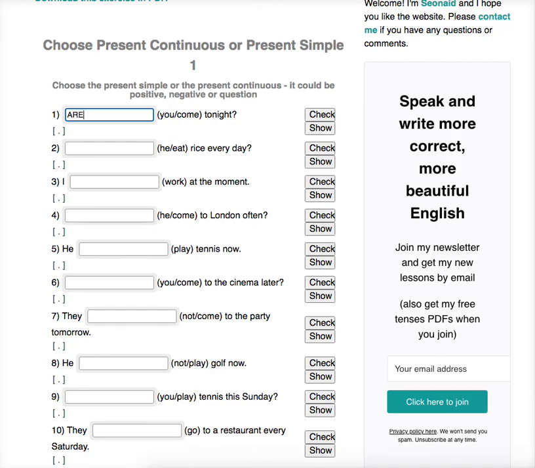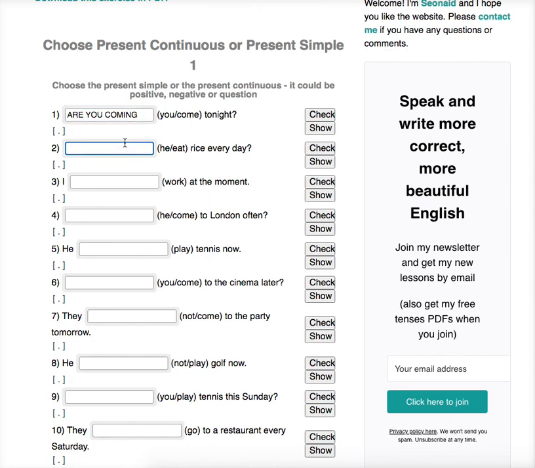Are you come tonight? Are you come? Me estás haciendo un divorcio ahí terrible. Are you coming? Very good, coming. No se les olvide, el verbo to be va con el ing, no me lo separen. Very good, Anna, thank you. Let's continue with Gaby Rojas.